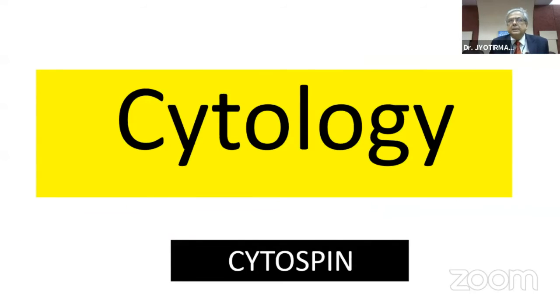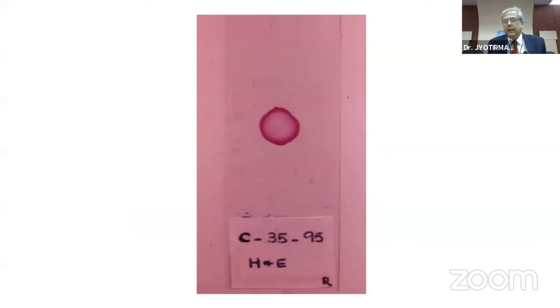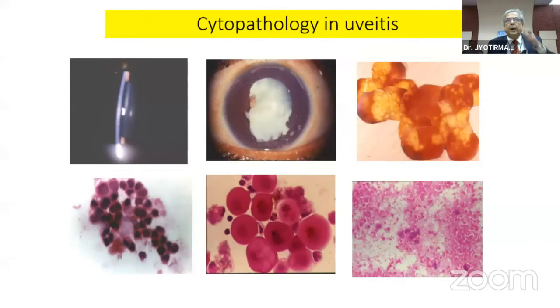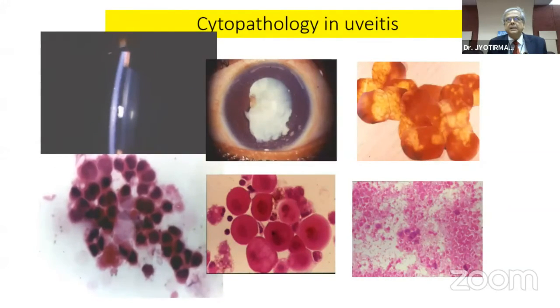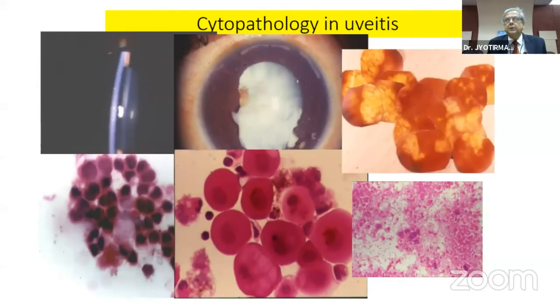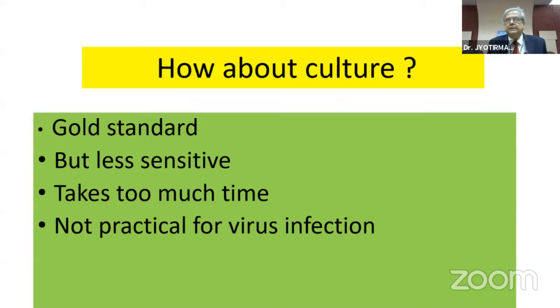Cytology is done with a cytospin for concentration of the specimen, where the fluid is put in the funnel and then kept in the cytospin machine at 1,000 revolutions per minute for 5 minutes. You get a concentrated smear like this, which can elegantly show the cytology of the specimen. One can do that in various uveitic entities, like anterior chamber aspirate in a pseudohypopyon, which can show retinoblastoma cells, or lens-induced uveitis with macrophages engulfing lens material, or retinochoroidal biopsy in a case of large cell lymphoma showing a necrotic background with large lymphoma cells.